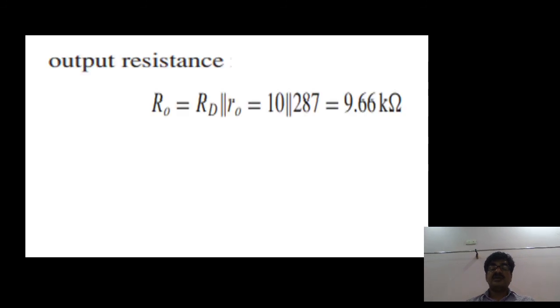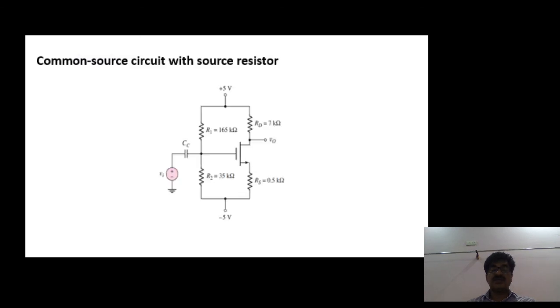So like that you can solve the problems. You can practice more problems if you take the Neamen book. Now I am going to end this session. In the next class you can see the analysis of the CS amplifier including the source resistor.